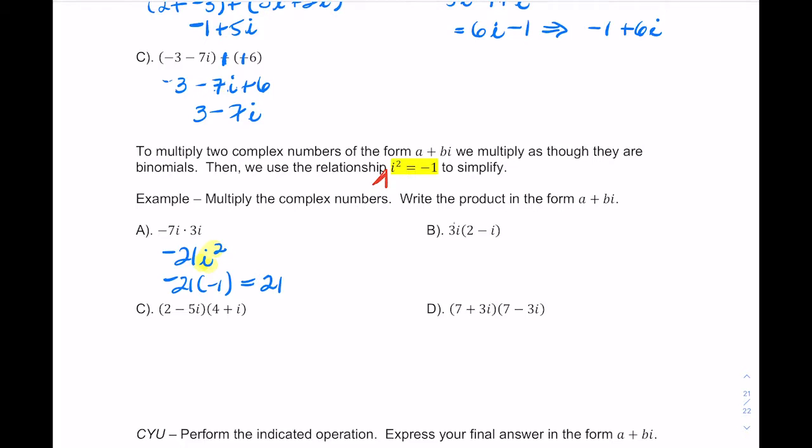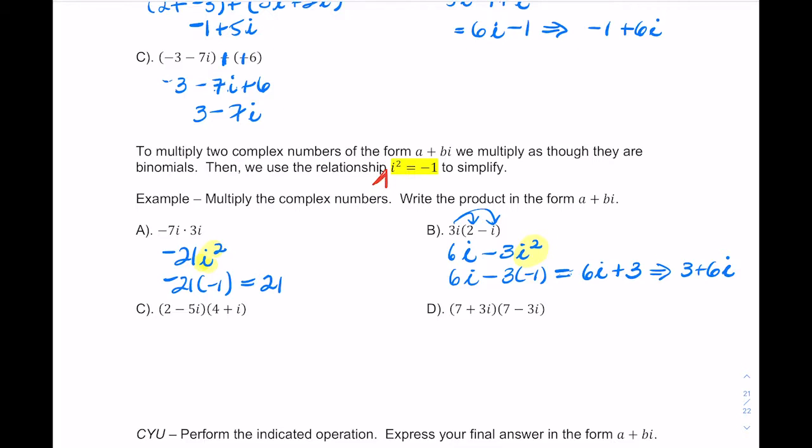In letter B, I'm going to distribute. So 3i times 2 would give me 6i. 3i times negative i is negative 3i squared. And again, anywhere there's an i squared, I'm going to turn that into a negative 1. So you would have 6i minus 3 times negative 1. And if I simplify that, I would have 6i plus 3. But I want to put it in the form a plus bi, so I'm going to rearrange that and make it 3 plus 6i.